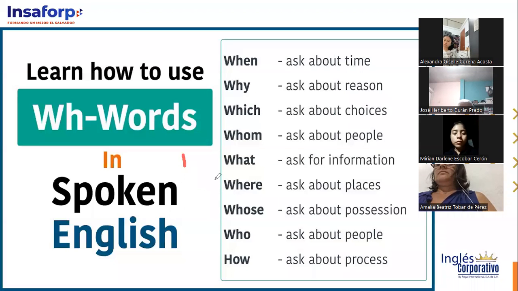And why do we ask those questions, or why do we use those WH words? We use WH words to ask about additional information. With yes/no questions, your answer is going to be just, yes, I am, no, I'm not. But with WH words, you are going to provide additional information. Is that clear? ¿Está claro? Yes, teacher. Thank you.